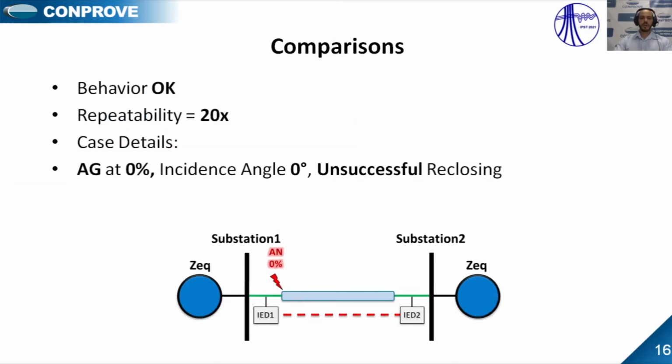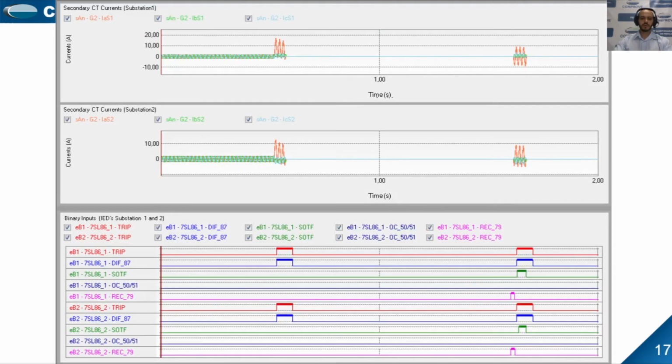We have here one kind of test to verify the behavior, and for repeatability it will be tested 20 times. The case we chose is phase-to-ground, 0% with an incident angle of 0 degrees, and it's a successful reclosing. The fault stays after the reclosing.